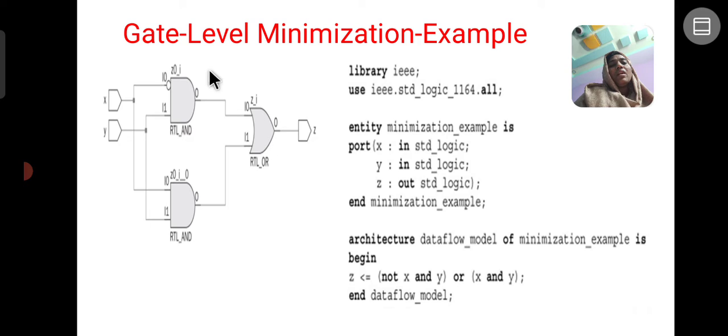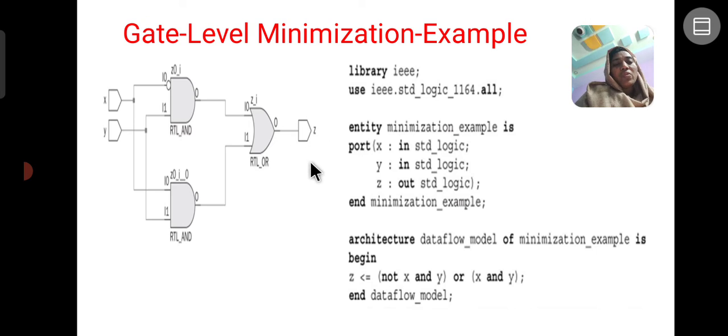After minimizing with the K-map, we will draw the logic diagram. This is the logic diagram. For this gate level circuit, we will write the VHDL code. Here we have two AND gates and an OR gate, and we have one more NOT gate. So library declaration, package declaration, and entity: we have two inputs, X and Y. X and Y are single bits, so STD logic, and we have only one output, Z, which is an output bit.